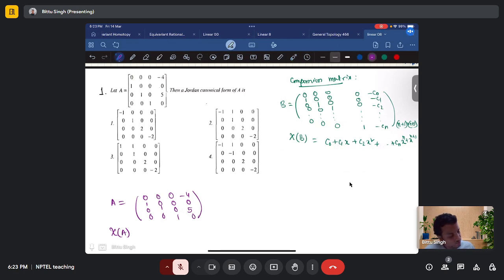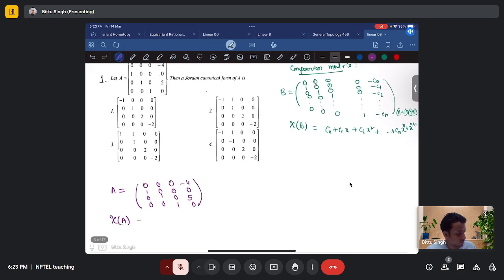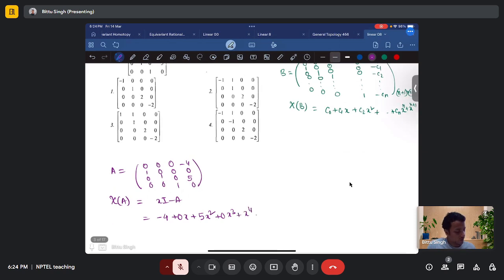I am not calculating the determinant here. Chi A is the same as xI minus A, and if you calculate the determinant, it will take this form: minus 4 plus 0x plus 5x squared plus 0x cubed plus x to the power 4. Okay, that is the characteristic polynomial. Sorry, it is actually written as chi A of x.